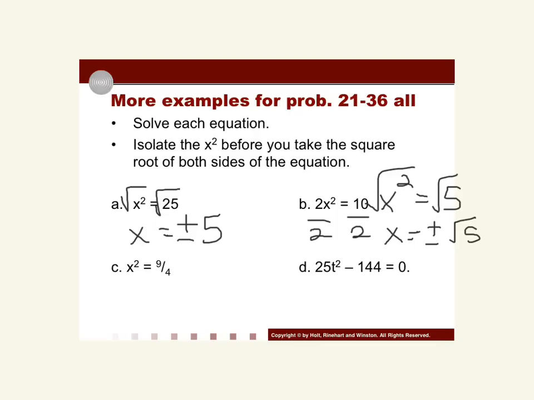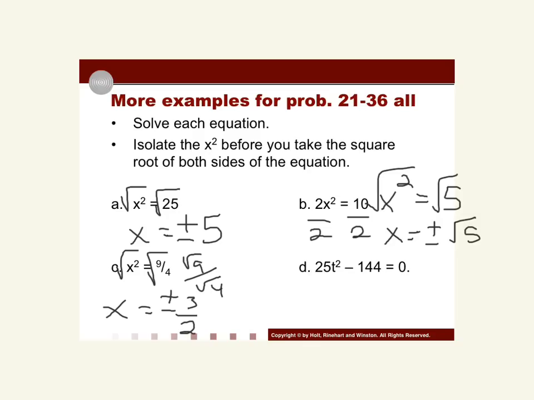In letter C, the x squared is already isolated, so we just square root both sides. And we get x equals, again, plus or minus. And remember, the square root of 9/4 is the same as the square root of 9 over the square root of 4, which in this case would be plus or minus 3/2.